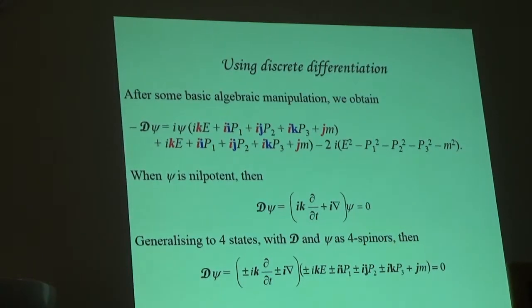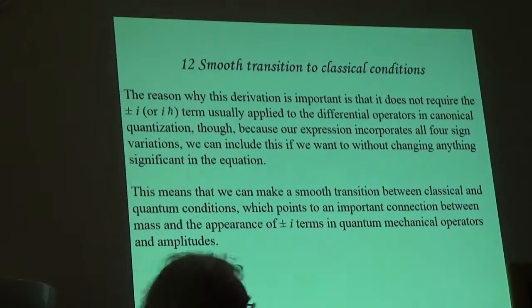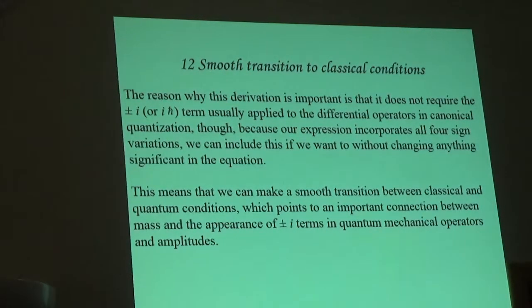So I've got a differential operator, and after a bit of manipulation, I end up with this as my Dirac equation. Notice there's no mass term. And the interesting thing about this is, if you want to make these quantum as opposed to classical, you normally have to put i h-bar in front. But it doesn't matter whether you put i h-bar in front or not, because it will cancel with the zero, because you've got no mass term. So you've got a possible transition between quantum and classical if you use discreteness.